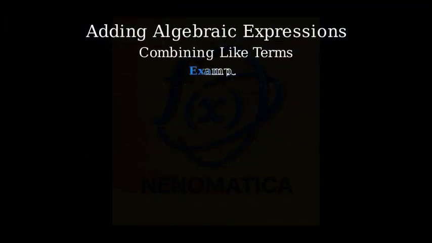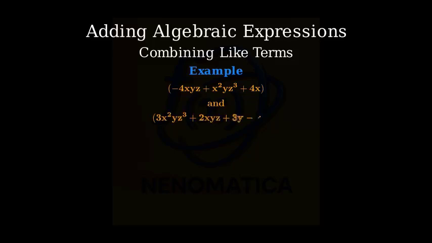Let's look at our example. We need to sum the two expressions, negative 4xyz plus x squared yz cubed plus 4x, and 3x squared yz cubed plus 2xyz plus 3y minus x squared yz. Let's start solving this problem step by step.